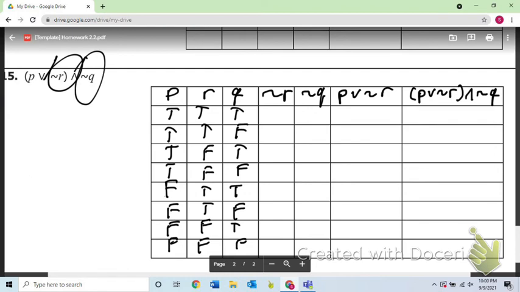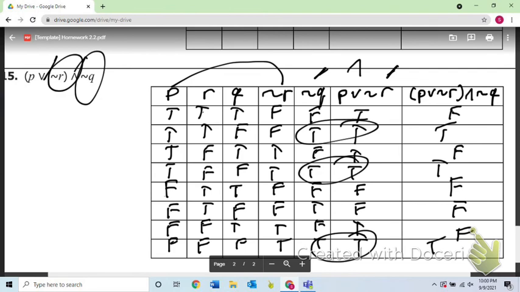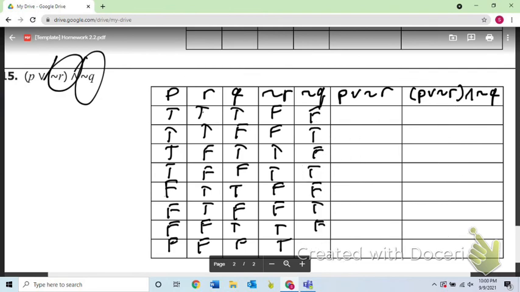Now, not R is just going to be the opposite of what R is. So if R is true, not R is false. If R is false, not R is true. Same thing with Q. Q goes true, false, true, false, true, false, true, false. So not Q is going to go false, true, false, true, false, true, false, true. Gave it all away. Okay.